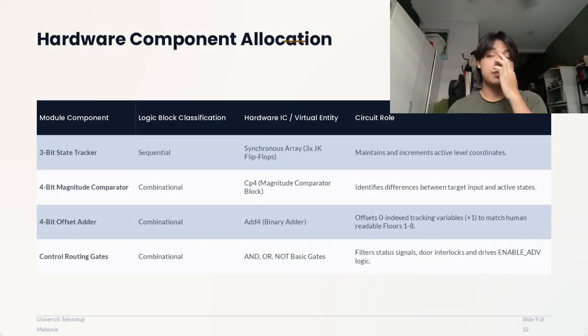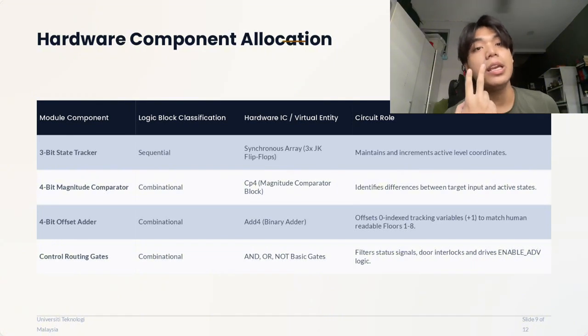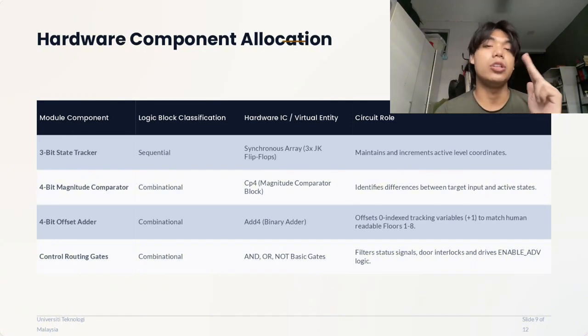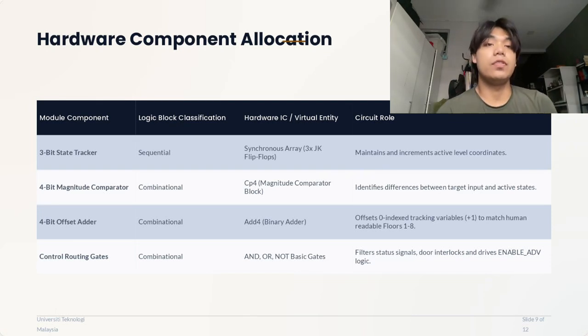The main components used in this project are 3 JK flip-flops, 2 4-bit magnitude comparators, 2 4-bit binary adders, and basic AND or NOT gates. The first comparator is used for floor navigation. Input A represents the current floor, and input B represents the desired floor.